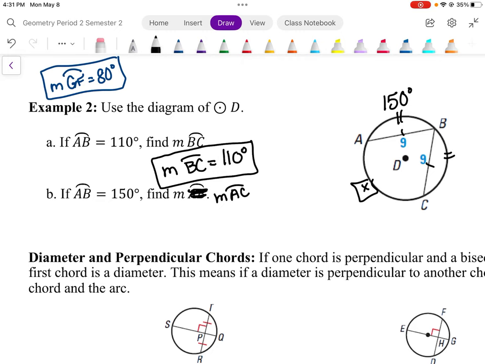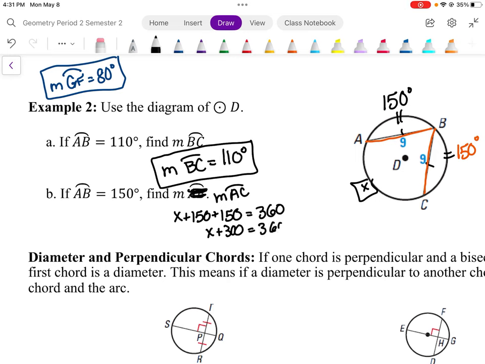If we look at the information we know, because these two chords are congruent, the arcs are also congruent. And going all the way around the circle has to add up to 360. So with all three of these arcs we can write an equation and put it equal to 360. Once we have that, we can go ahead and solve for x, which is going to be the measure of arc AC, or 60 degrees in this example.